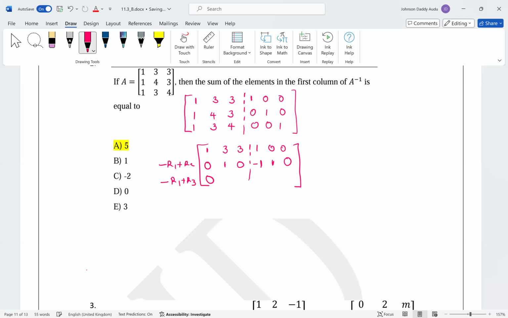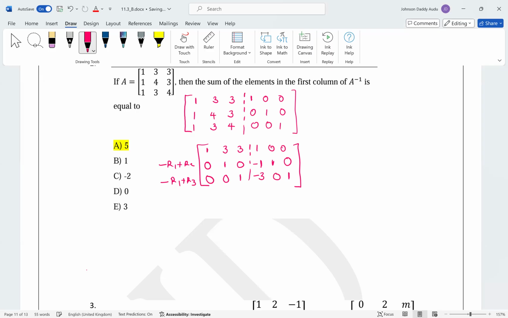And then you have minus 3 plus 3. This is going to be 0 also. Minus 3 plus 4, which is 1. Minus 3 plus 0 is going to be minus 3. Minus 3. This is 0. And this is still 1.